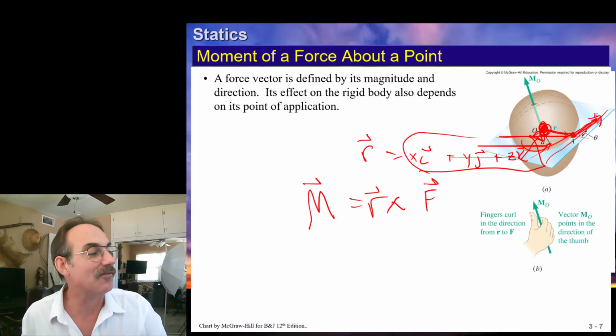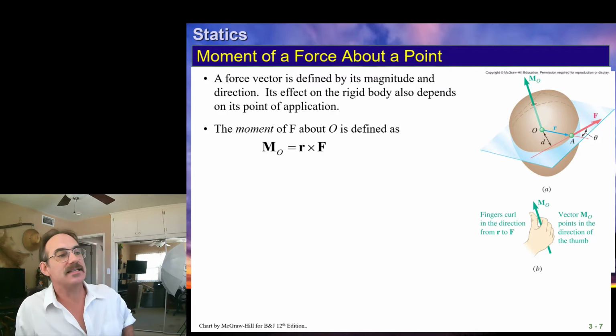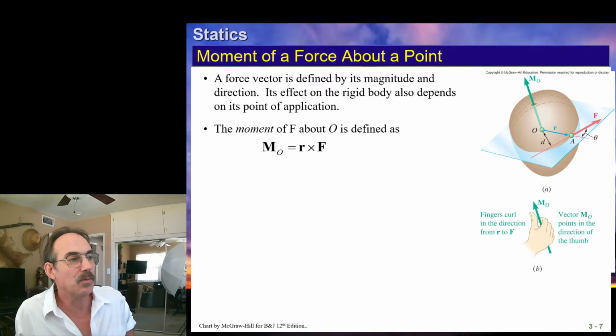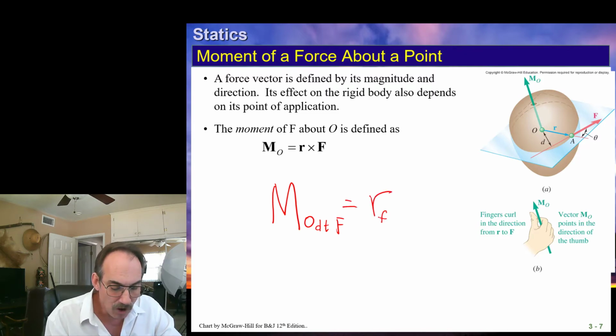I'm actually getting ahead of us. So let's go ahead and look through this. This is the moment of that force about point O. What we really should say here, if we want to be more explicit, is that the moment about O due to F is equal to R from O to any point along vector F.